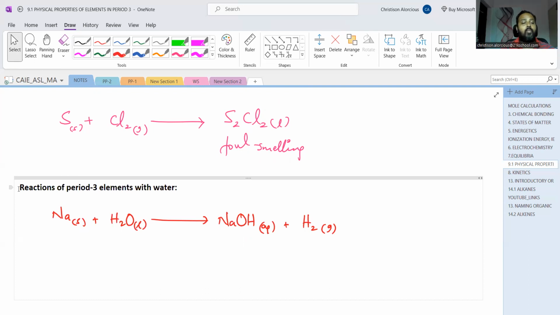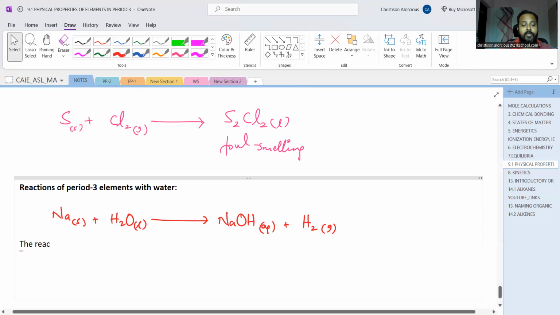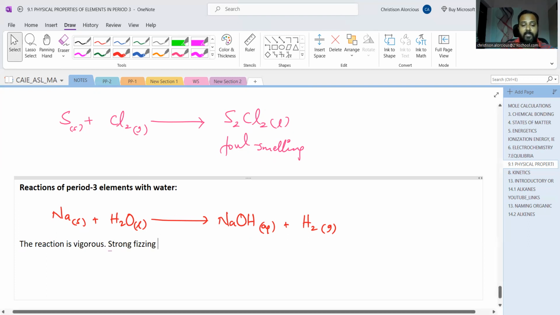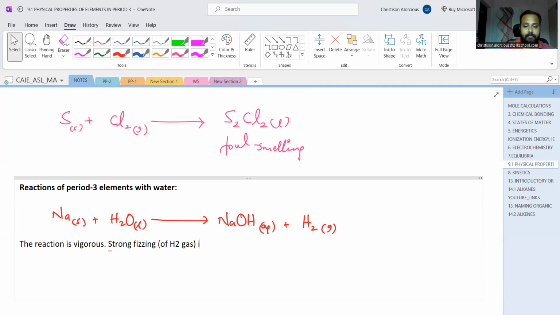Okay, so what you see is that the reaction is highly exothermic. So the reaction is vigorous. The reaction is very vigorous. It's pretty fast. Okay, strong fizzing of hydrogen is seen. So you'll see a lot of bubbles.